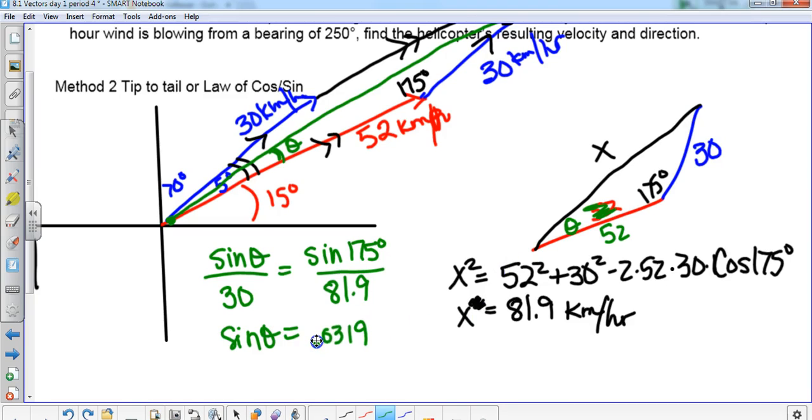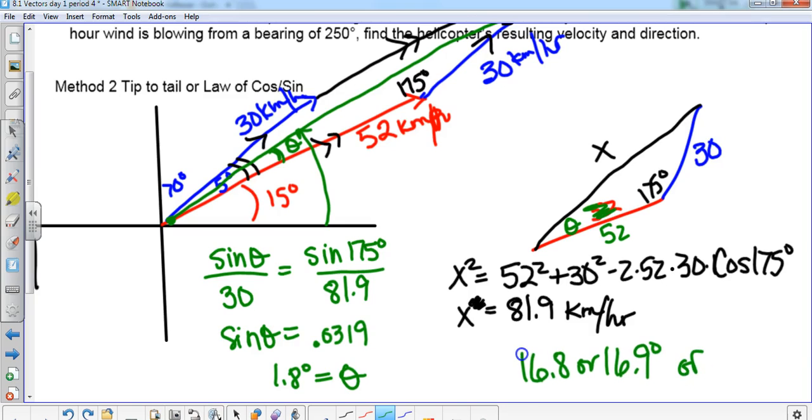But to find the angle, we have to do inverse sine. I got 1.8. Is that right? It should be 1.9 actually, I think, but I don't know. Somewhere around 1.8 or 1.9 is the angle in there. But remember, that's how much further it pushed it. So if we took 15 plus that, we'd get 16.8 or 16.9 degrees off east. Is that the same thing we got on the last one? Okay.